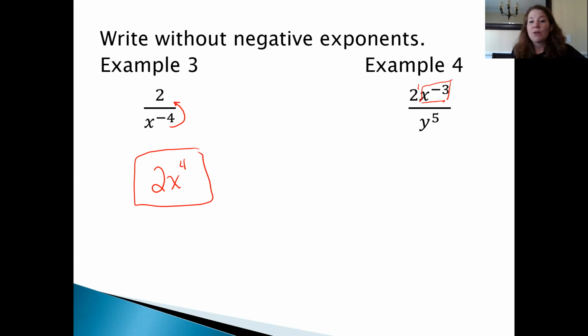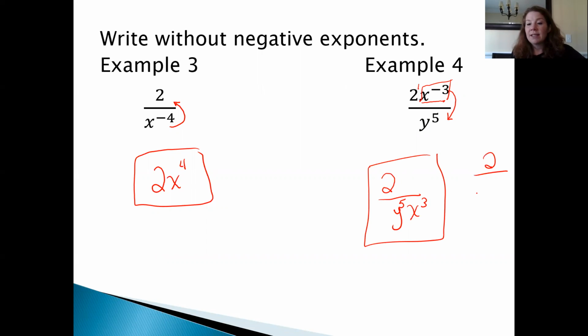So we're going to move it across the line. It's going to change the sign. Now, do I move my 5? No, because it's already down in the denominator. It stays down there. So the 2 stays up there, the y stays on the bottom. That's where it started out as. And the only thing we're moving is the x across the line, and we change the sign. And that is the best answer.